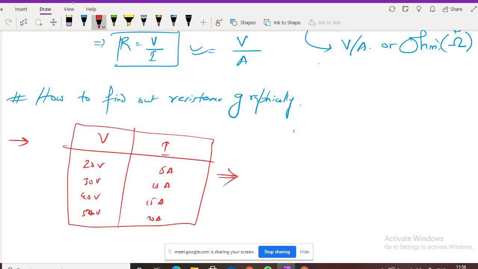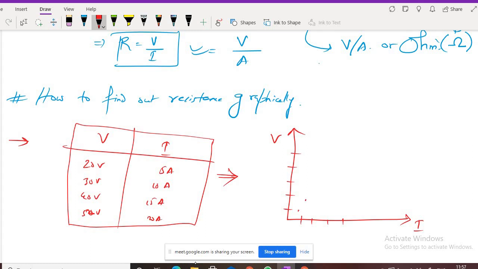If I tell you to draw a graph of it, sir, very easy. We can draw a graph like this. What is that graph? VI graph. You can draw the VI graph. Okay, 20, 30, 40, 50 like this, and here 5, 10, 15, 20 like this. So what will you get? It will be a straight line.